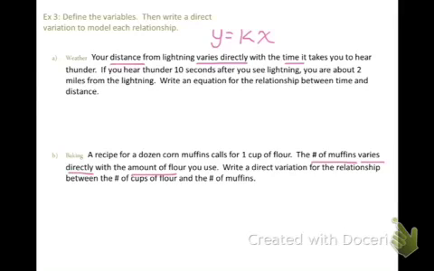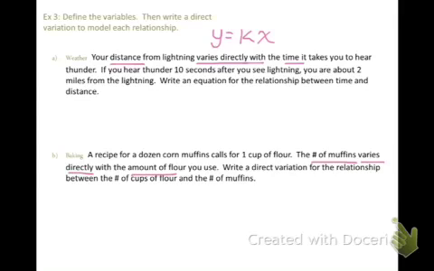Okay, example 2. Define the variables, then write a direct variation to model each relationship. Okay, so again, Y equals KX. So Y directly varies with X. Varies directly with X. So let's look at it. Whether your distance from lightning varies directly with the time it takes you to hear thunder. So if I look at it, it says distance varies directly with time. Okay, so if I look here, it says Y directly varies with X.